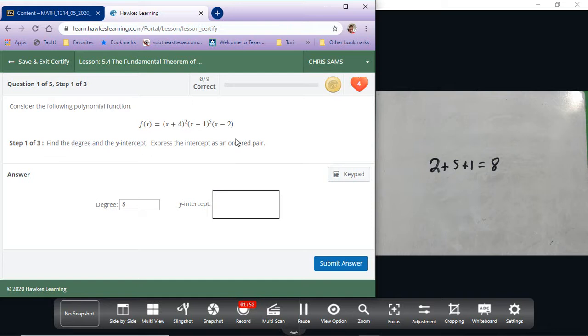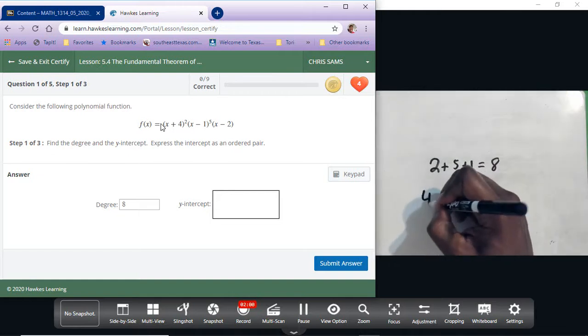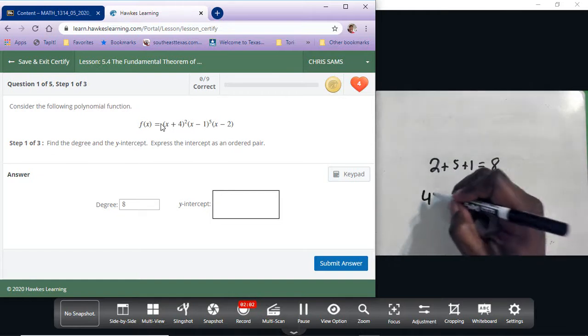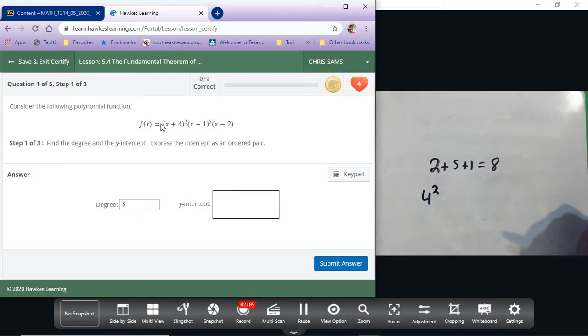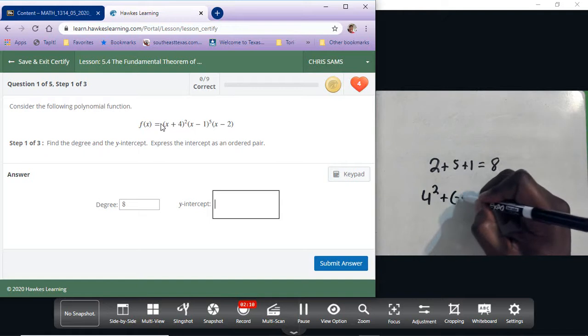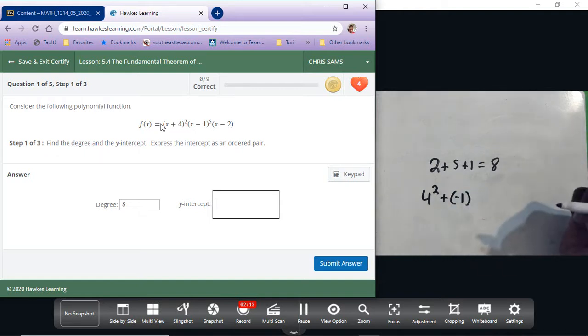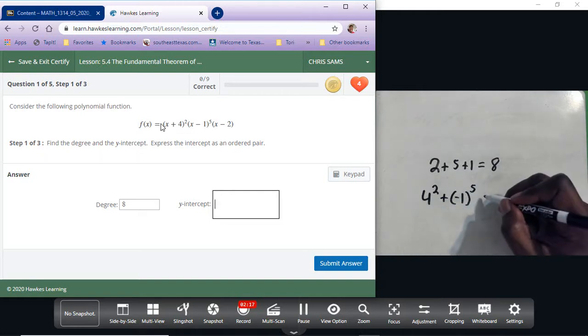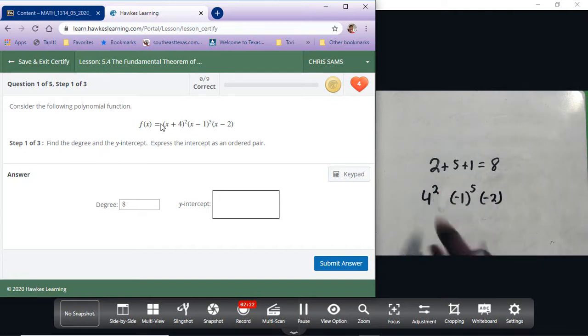Okay? The y-intercept is going to come from the constants. So you're going to take those constants, which we have is 4 in the first one, but it has a square on it, so we're going to do 4 squared. And then the next one is going to be a negative 1, raised to the 5th power. And then last we have a negative 2. I'm not sure why I wrote plus. Again, all of these are being multiplied together, so we need to find each of these values and just multiply them.